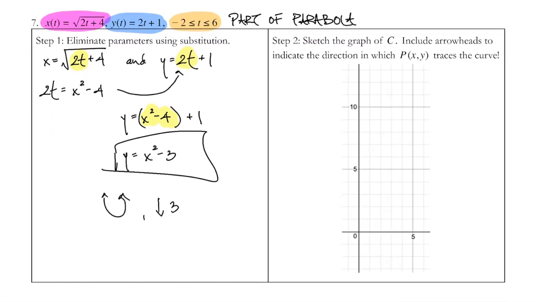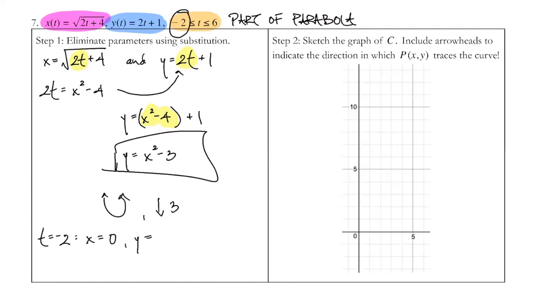So it only gives me part of the parabola. So I have to draw the correct part, all right? So here's what we're gonna do. We're gonna take -2, which is the lower end of the interval. We're gonna plug that -2 into the pink equation and the blue equation, okay? So when t equals -2, x equals, let's see, -2 times 2 is -4, -4 plus 4 is 0, square root of 0 is 0, okay?